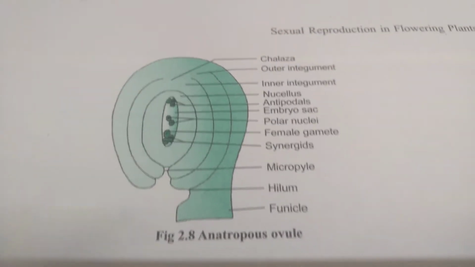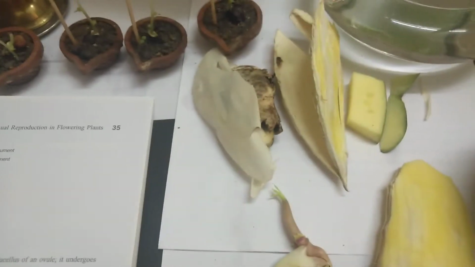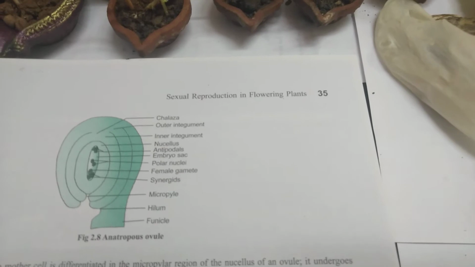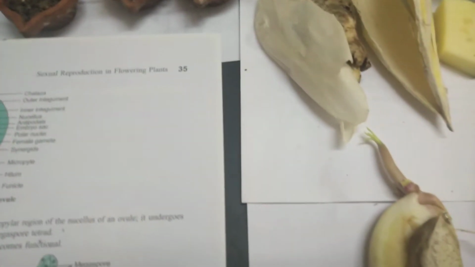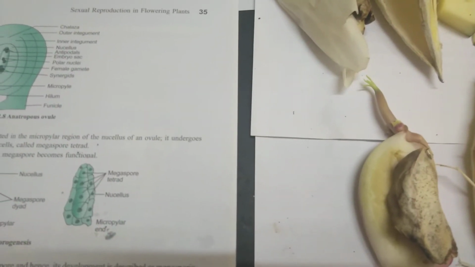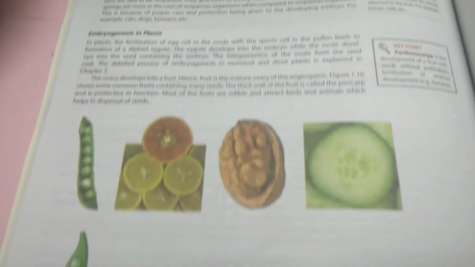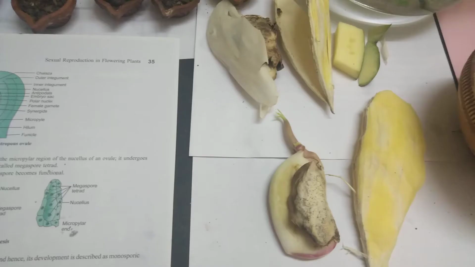So today we will be looking at the different aspects of this anatropous ovule in comparison with the mango seed. When it becomes a seed, how can you identify these parts of an ovule in a seed, and how the embryo will start developing. After fertilization, embryogenesis will happen. We have studied embryogenesis in plants, how it happens. We will compare these parts to the different aspects of a seed.